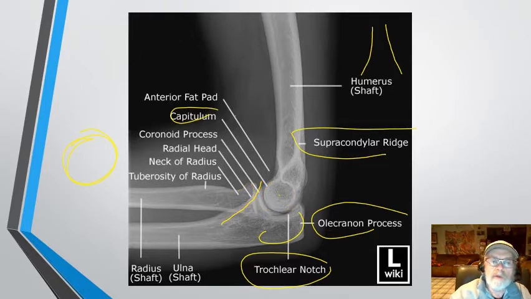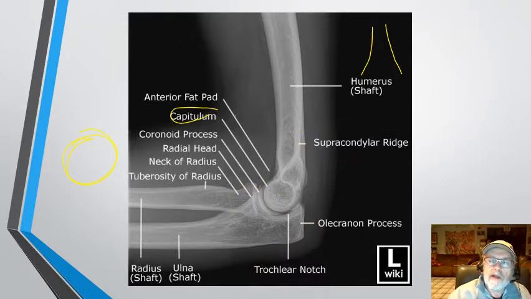Let me just take these away so you could actually see without my scratchings on here. And you can see the things. So you can see the trochlear notch. You can see the olecranon process. You can see the capitulum. You can see the coronoid process. You can see the radial head. You can see the elbow joint. The elbow joint is this area right there, that little darker line. It's in there. Why is it darker? Because that area is filled with cartilage. Cartilage is not nearly as dense as bone, okay? So that's what we see when we look at that.